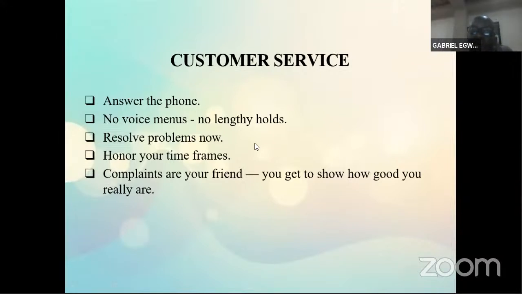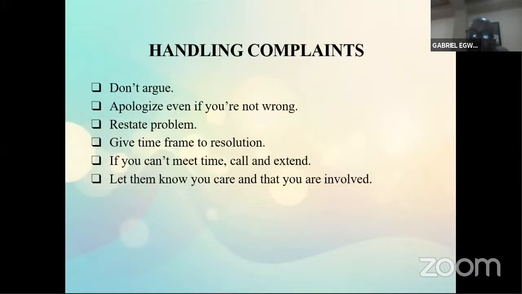So complaints are your friends. You get to show how good you really are when you solve problems that come through complaints. Am I communicating? So when you're handling complaints from your customers, don't argue. Apologize to them even if you are not wrong. Restate the problem you want to solve. Give a time frame for the resolution, for when you think that this problem can be solved.